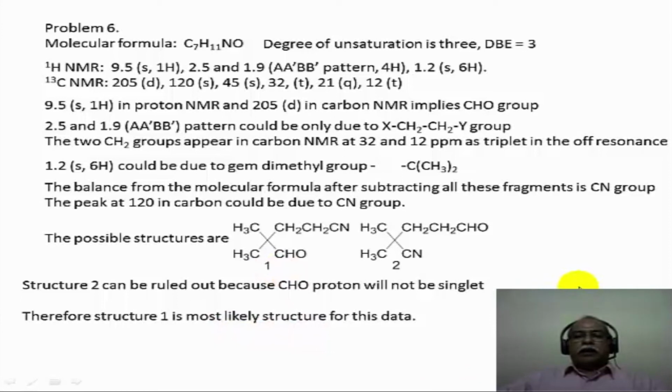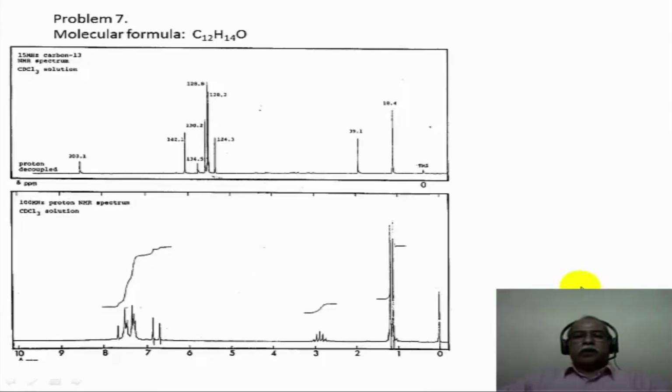I hope we had an exposure of how to solve the structures based on different types of patterns that we see in the NMR spectrum. Let us look at this particular spectra. This is a proton NMR and this is a carbon 13 NMR spectrum. Molecular formula is given here. C12H14O is the molecular formula.